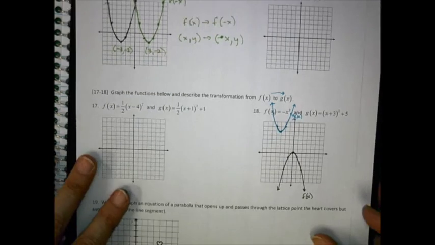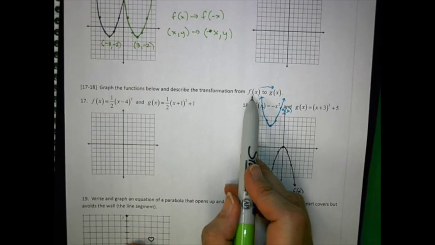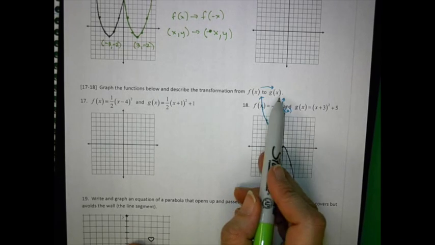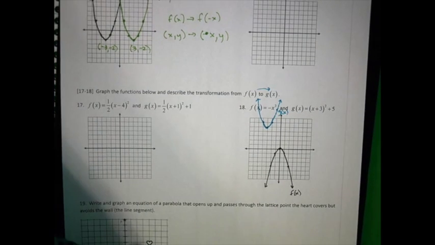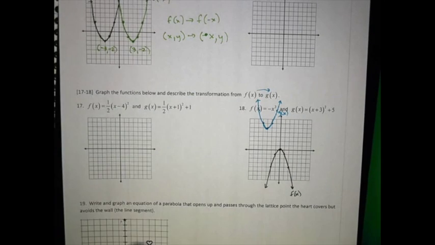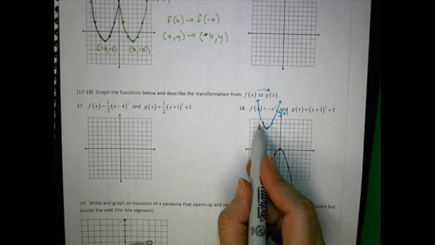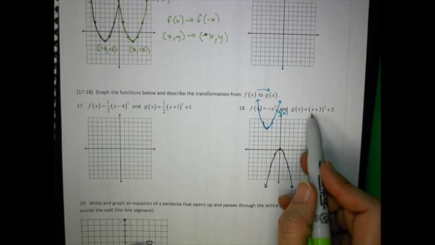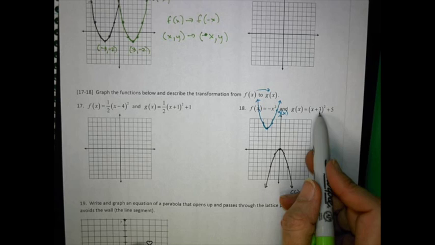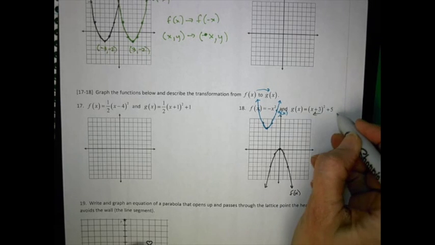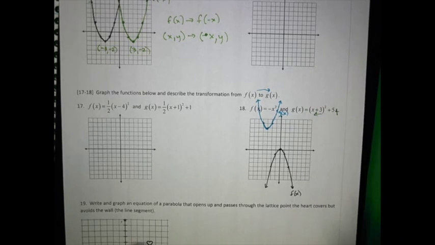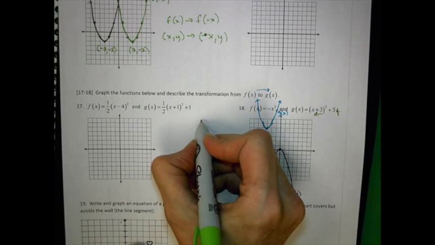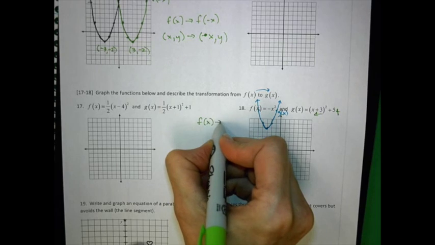Here's one that asks how do you get from F to G. They need to make sure they're reading start at F, go to G. And so on this graph, I already graphed f of x and g of x. F of x was negative x squared, there it was. G of x was x plus 3 squared plus 5, so back 3, up 5, there it was. And now I wanted to describe that transformation. So in transformation notation, I would be going from f of x to g of x.